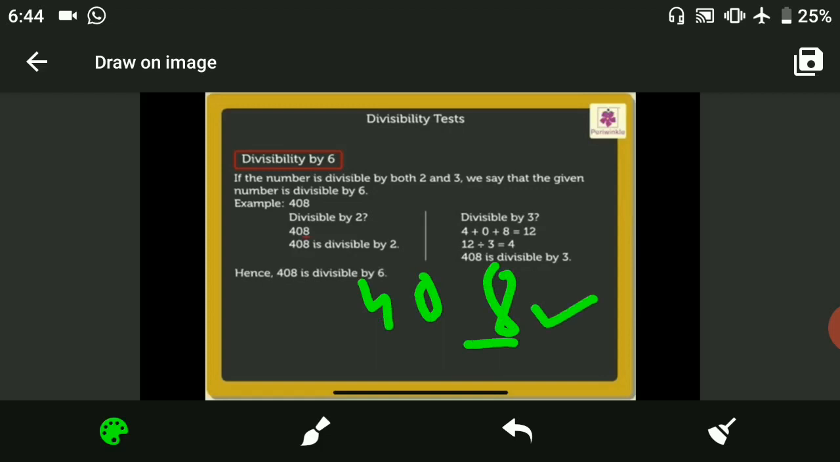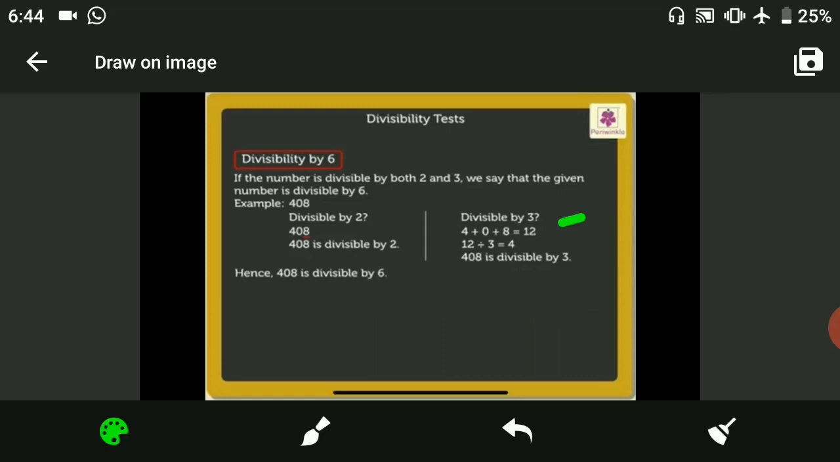Now we will check its divisibility by 3. Now 408, if I add all the digits of this number, means 4 plus 0 plus 8, it gets 12. 12 comes in the 3 table. It means that 408 comes in the 3 table. It means it is divisible by 3.